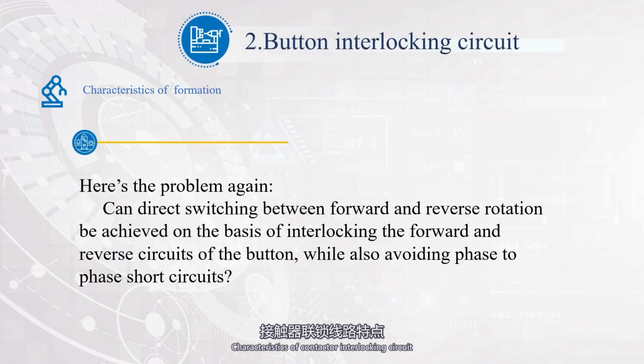Characteristics of contactor interlocking circuit: its advantage is safe and reliable operation, the disadvantage is inconvenient operation. Because of the switching between forward and reverse rotation of the motor, the stop button must be pressed first before switching between forward and reverse rotation. Otherwise, under the interlocking action of the contactor, the motor cannot switch between forward and reverse rotation.